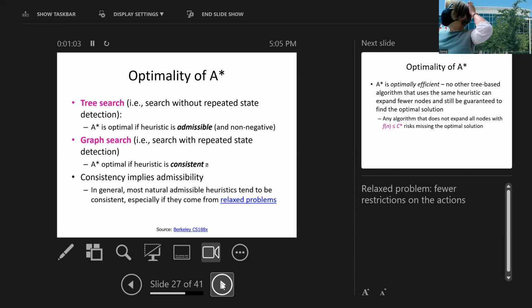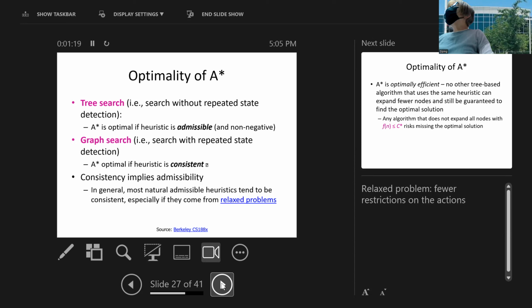So the evaluation function is the sum of the actual cost plus the heuristic. So this is informed search.